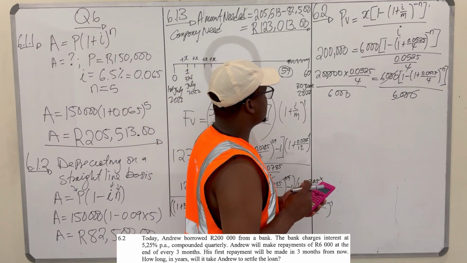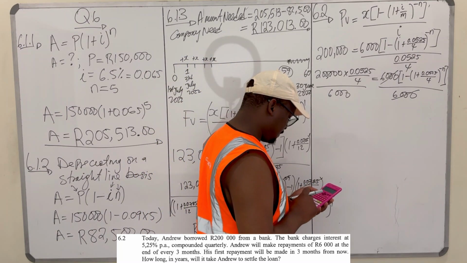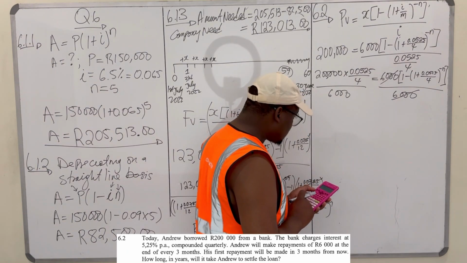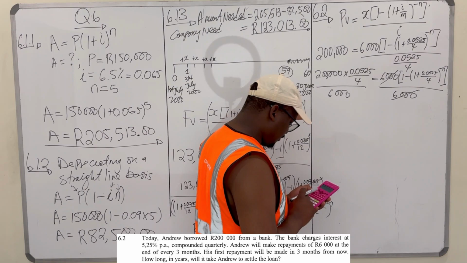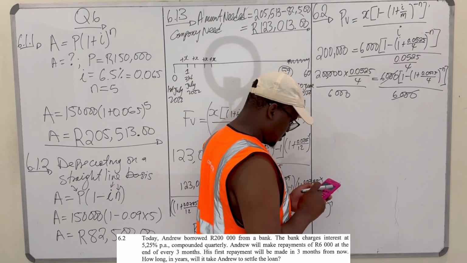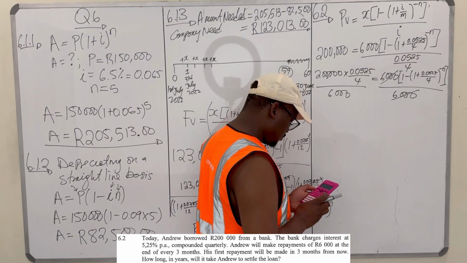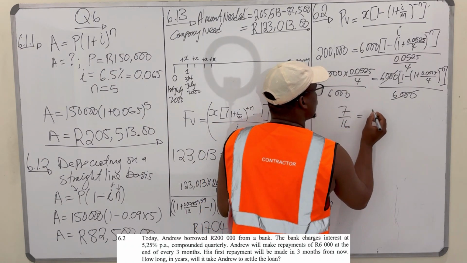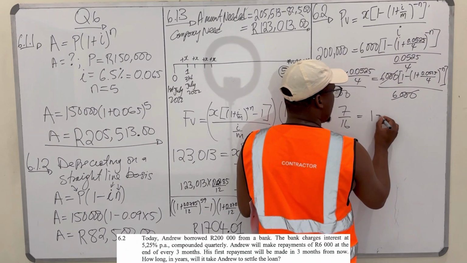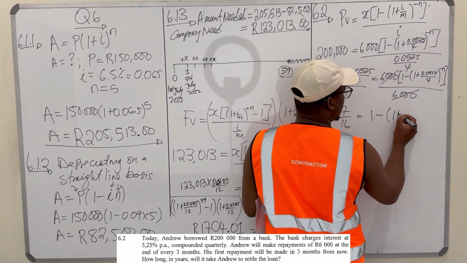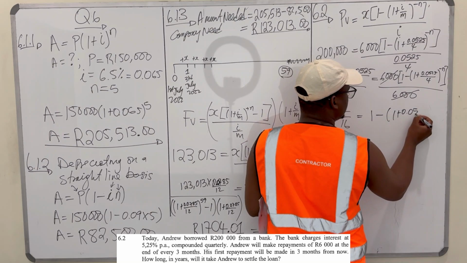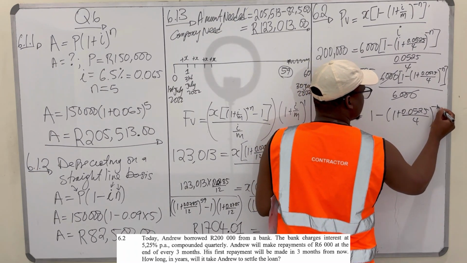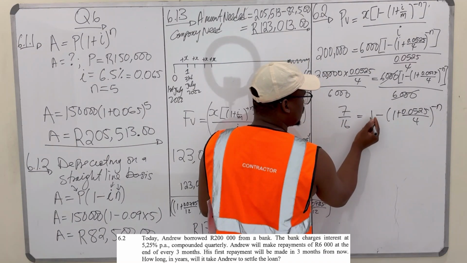So what is it giving us? So it's 200,000 times 0.0525 over 4 divided by 6,000. So here we get 7 over 16 is equal to, this side we're left with what? 1 minus 1 plus 0.0525 over 4 all raised negative n. Then you transpose this to the other side.